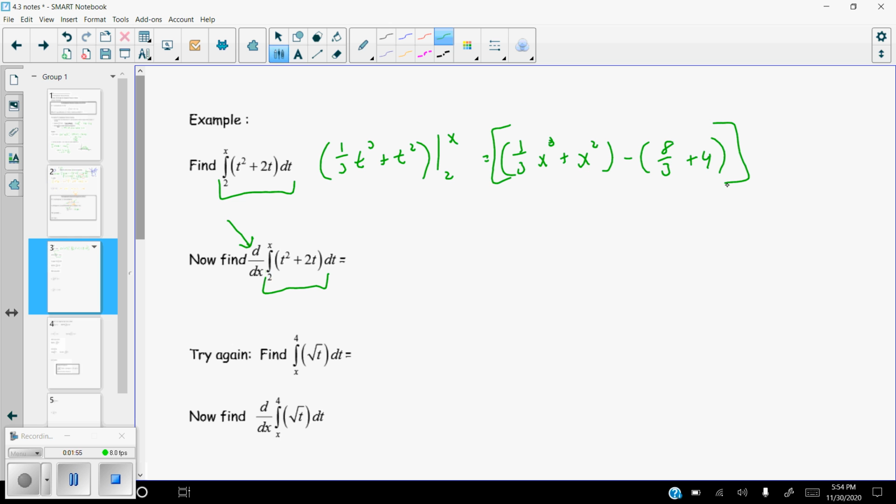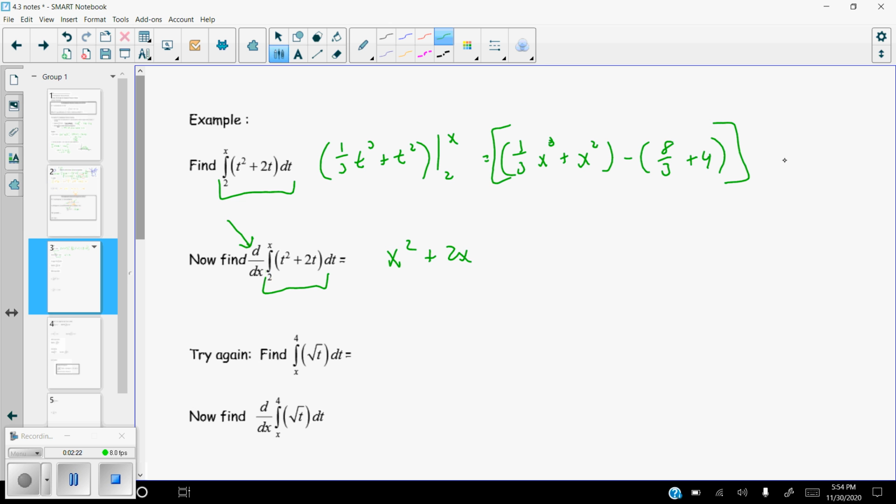So if I were to take the derivative of what's up there in the big bracket, well, let's see. The derivative of 1/3 x cubed is, bring the 3 out to the front, reduce it, you're going to get x squared. The derivative of x squared is 2x. And the derivative of everything that's left over, because they're constants, is 0. So that's it. We get x squared plus 2x. So that is the derivative of the integral that we just found above.